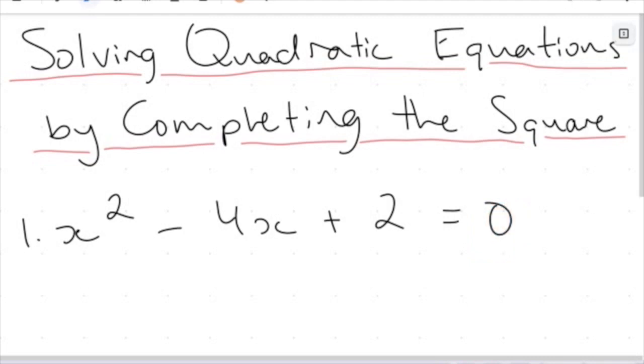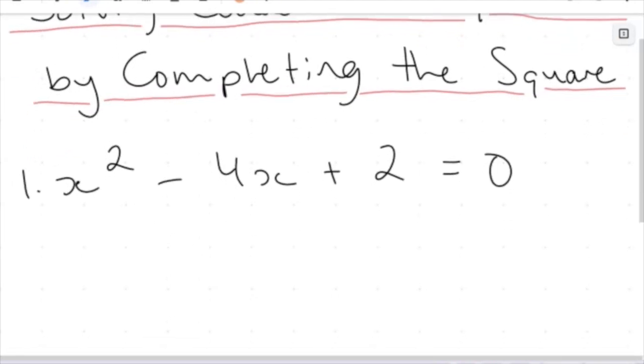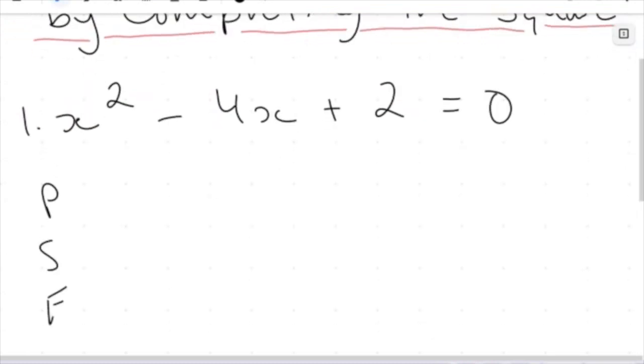Now, completing the square is a really useful way to work with these types of questions where it's not immediately obvious what our factorization would be. So if we look at a regular question like this, normally we would use our PSF method and say, okay, we want two numbers that multiply to give me 2 and add to give me -4.